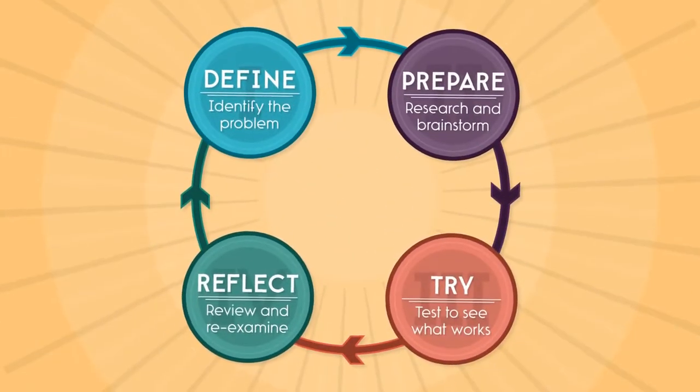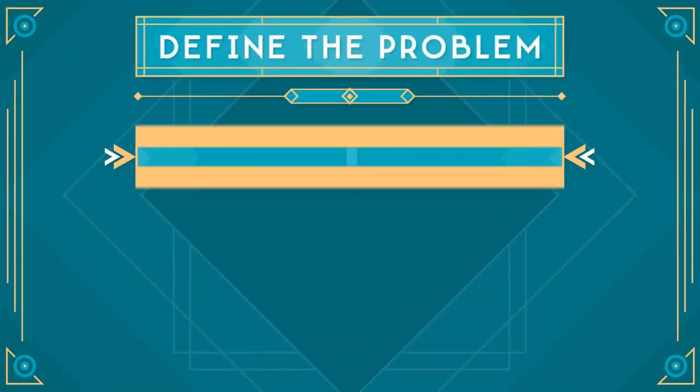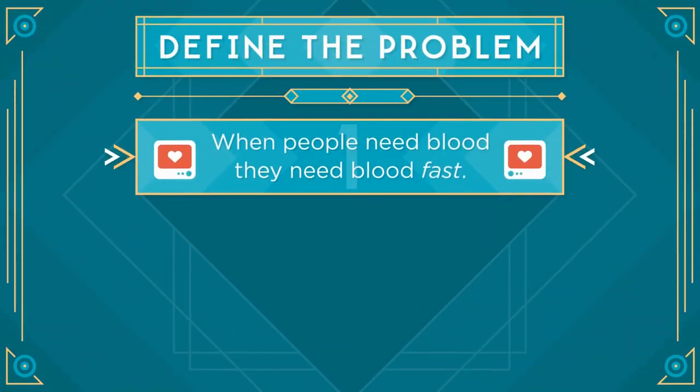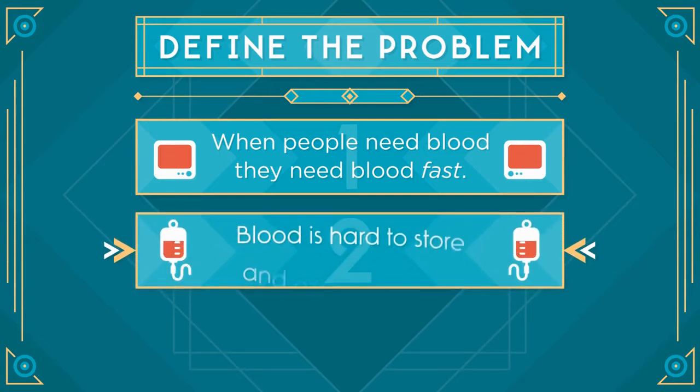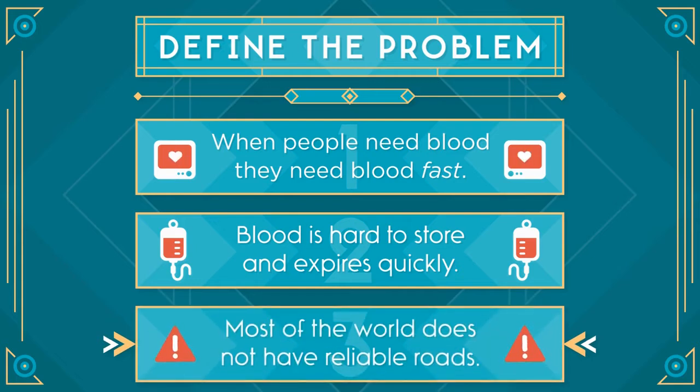Let's take a look at how this process is used in the real world by looking at where I work, Zipline. At Zipline, we started by defining the problem. First, when people need blood, they need blood fast. Second, blood is very hard to store because there are many different types and it expires quickly. And third, most of the world does not have roads we can rely on for delivery.